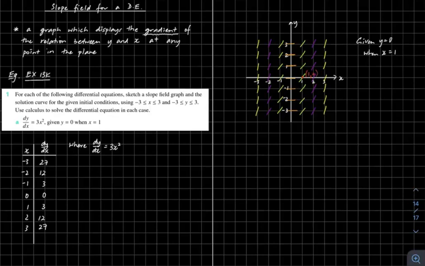Alright, so I want my curve to come down through there and cross at that point. So let's have a go at drawing something which slopes down here and then through there and then down there again. So the curve we would expect is going to look something roughly like that. So that's the solution to dy/dx equals 3x squared. Now I'll show you in a moment how you can do this on your graphics calculator, but it did also ask us to use calculus to solve the differential equation. So let's do that as well.